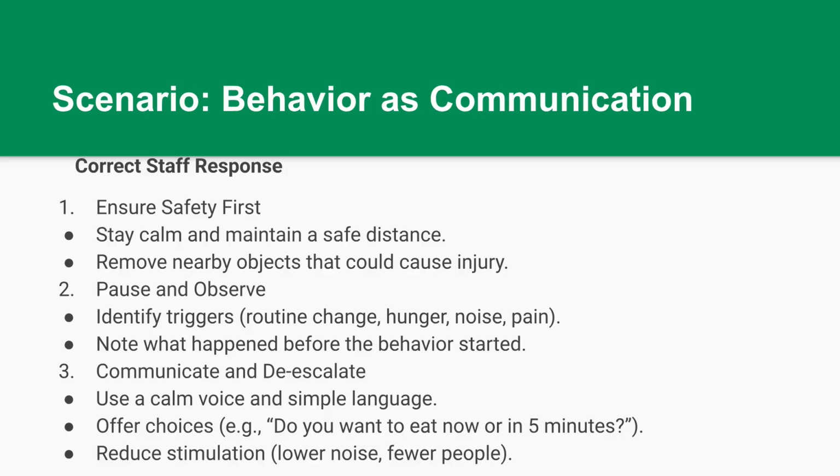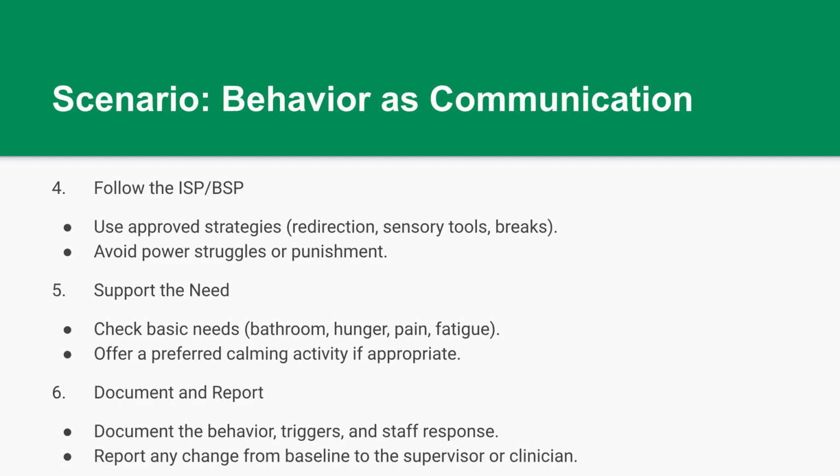The correct staff response is to ensure safety first, stay calm, and observe to identify potential triggers. Use a calm voice, simple language, and offer choices to de-escalate. Continue by following the behavior support plan, supporting basic needs, and offering calming activities. Finally, document the behavior, triggers, and response, and report any change from baseline.